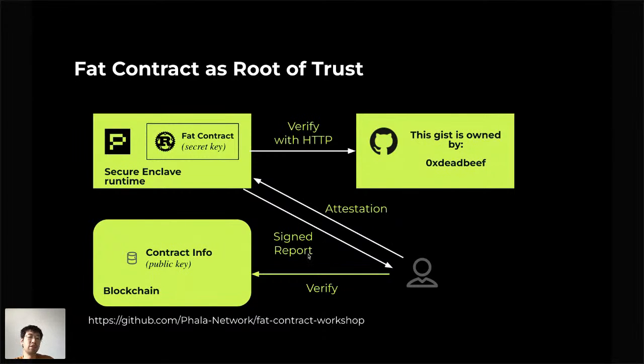And you can always show this report to other people to tell them you really own this account, and other people can also verify this by getting access to our blockchain and using the contract public key there to verify your report. So this is why we say in this way we can use the fact contract as the root of trust, because the contract is registered on-chain and it provides a report for others to verify.